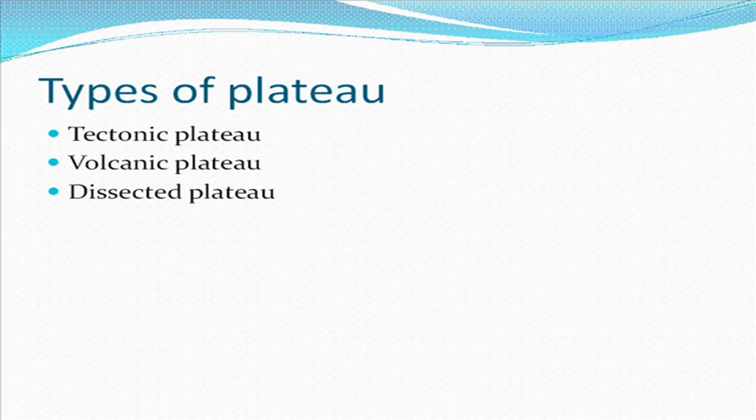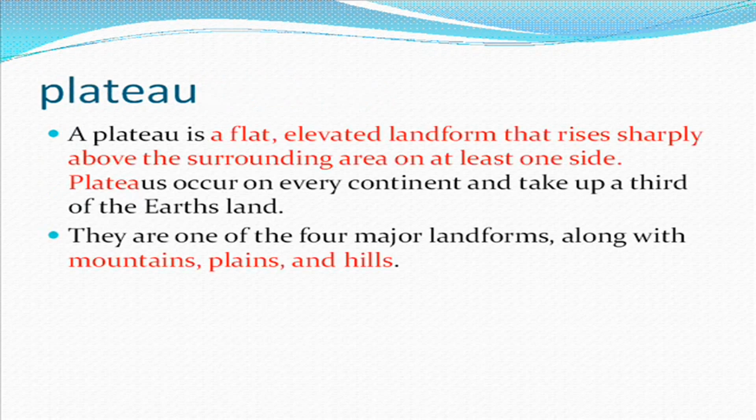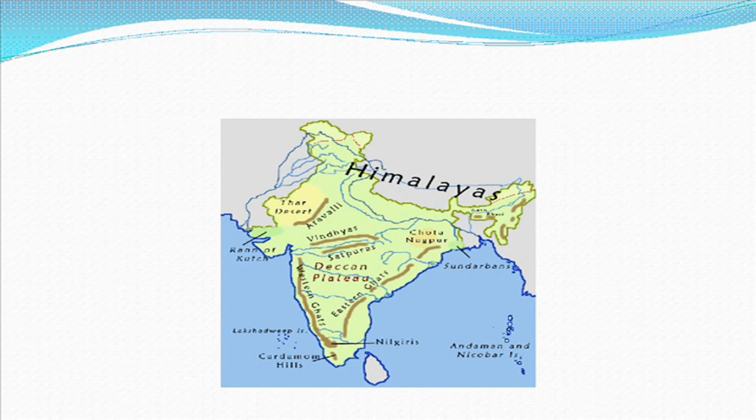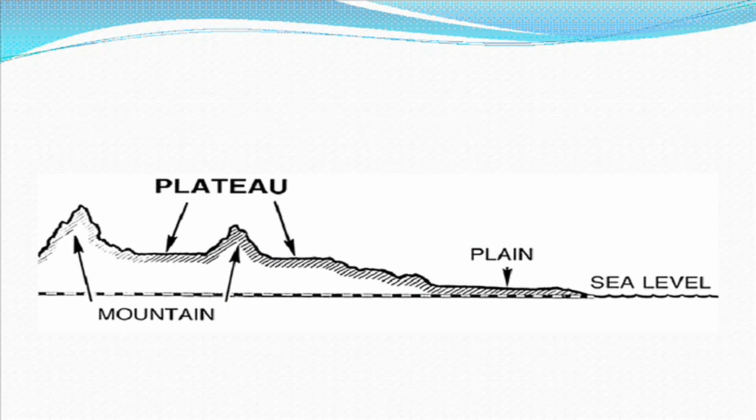Types of plateau: tectonic plateau, volcanic plateau, and dissected plateau. A plateau is a flat elevated land that rises sharply above the surrounding area on at least one side. Plateaus occur on every continent and take up a third of the land. The important plateau in India is the Deccan Plateau. The flattened surface region in between two mountains is called a plateau.